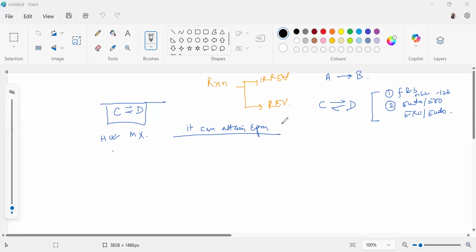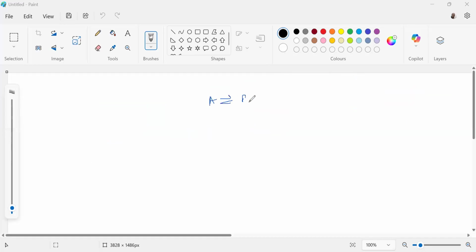Now, what is equilibrium? Now, suppose you're putting A and B in a closed system. Suppose we started with 100. Is it clear to you? Now we have to know this important discussion.